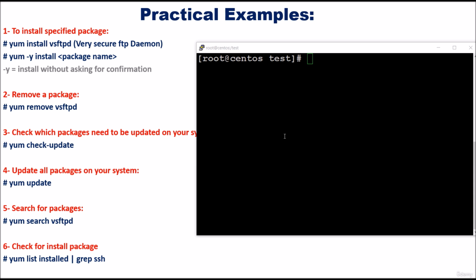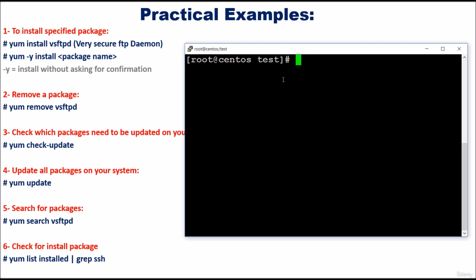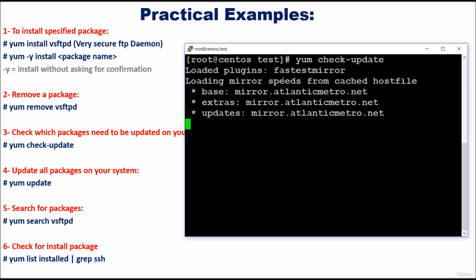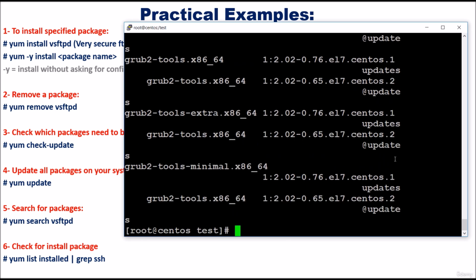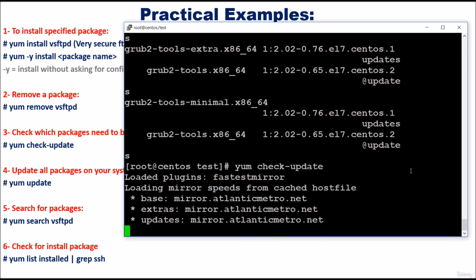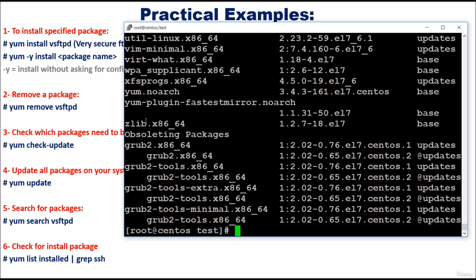To check which package needs to be updated on your system, we can run the yum check-update command. So yum check-update and hit enter. So when you do that, let me make the screen a little bit bigger and run the command again. So as you can see, it's going to check your system for any updates that are required by any of the software that you already have. And this way you can see what needs an update, and then you can update whatever you need to update.